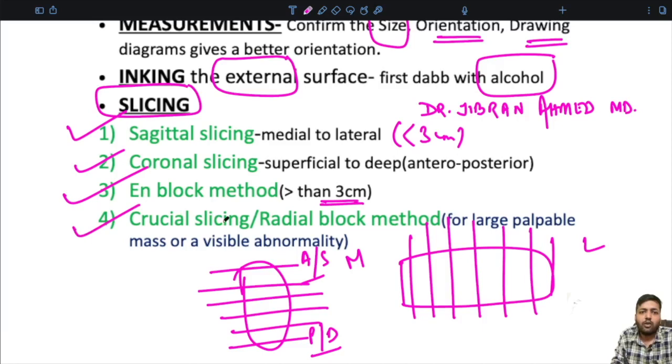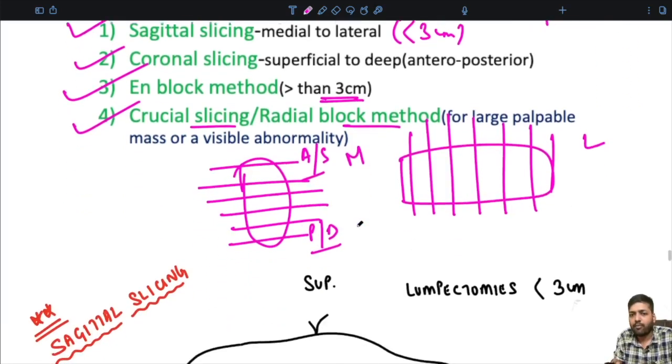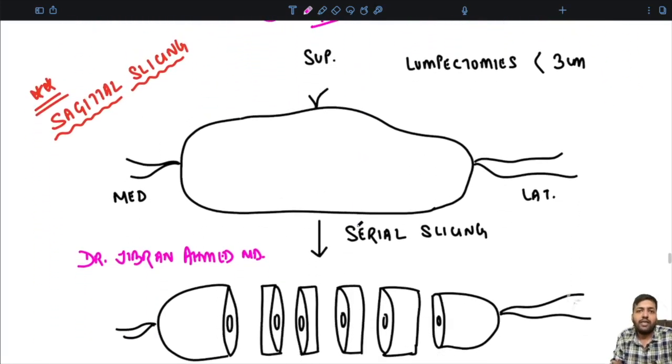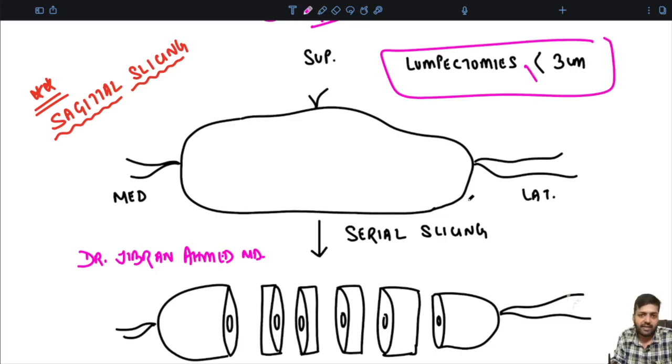And then we also have the cruciate slicing or the radial block method for a large palpable mass or a visible abnormality. We will discuss each one of these important points. Let me show you the number one method. As I showed you, this is the sagittal slicing. This is for lumpectomies less than or equal to 3 centimeters in maximum dimension.